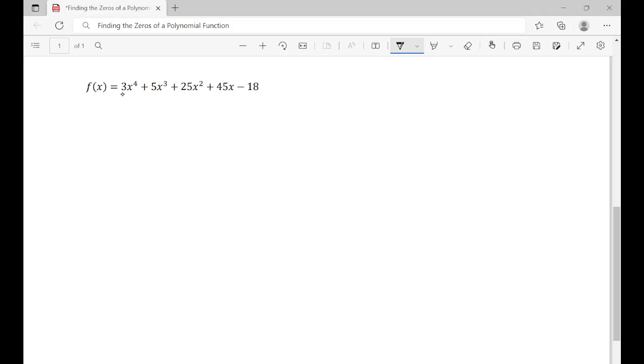Now we have 3x to the 4th plus 5x cubed plus 25x squared plus 45x minus 18. And again, we're going to have to use our rational zeros theorem to find all the possible rational zeros. So, possible zeros. And I'm going to write out all the factors of 18, which is going to be plus minus 1, plus minus 2, plus minus 3, plus minus 6, plus minus 9, plus minus 18.